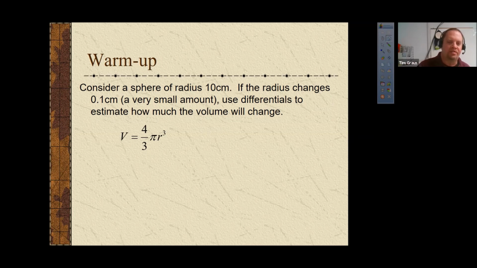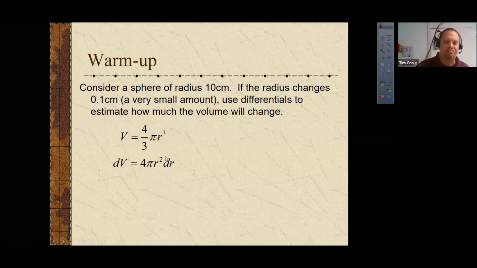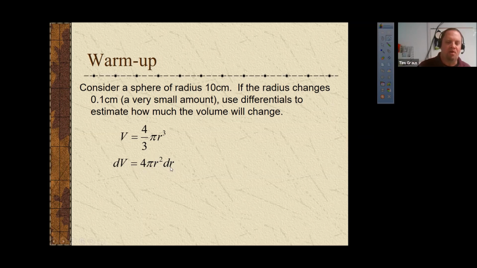So we could call it dV/dr, or we could move the dr to the other side and say that dV is equal to 4 pi r squared dr. This is the derivative times a small change in r. So if I multiply the derivative times a small change in r, I'll get a small change in V. And this is a way we're going to estimate the change in volume.